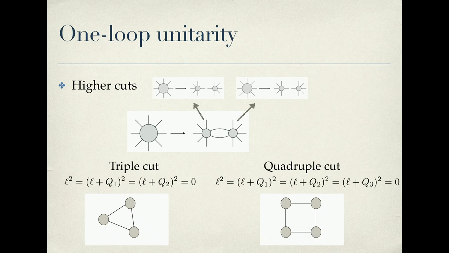We cannot set more to zero because L has 4 degrees of freedom. It's an off-shell momentum in four dimensions. So we can at most impose four constraints. Yeah? Yes?